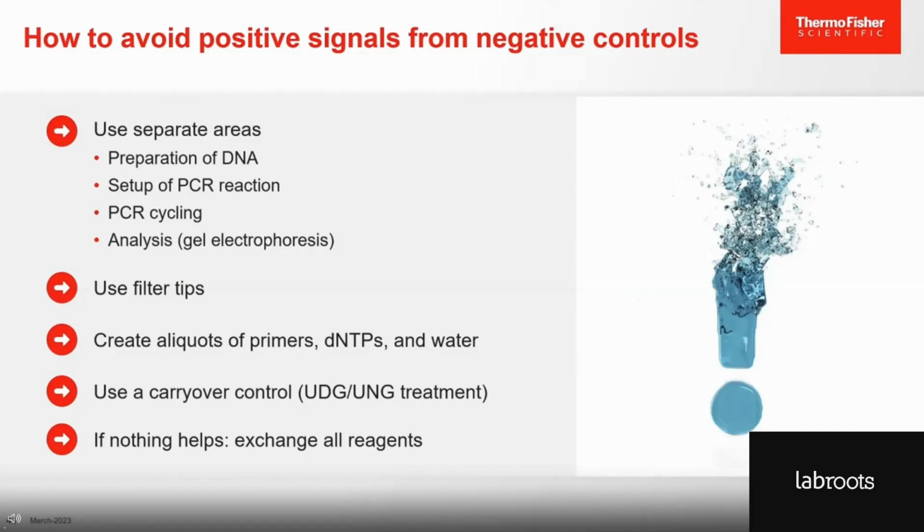Also, aliquoting the reagents such as water, dNTPs, and primers helps to limit the possibility of contamination. It is then easier to trace back where the contamination occurred and eliminate it. If all of the above fails, sometimes it just helps to make a clean start and exchange all the reagents used.